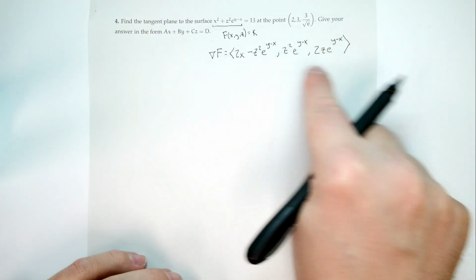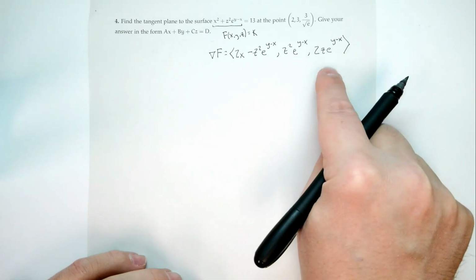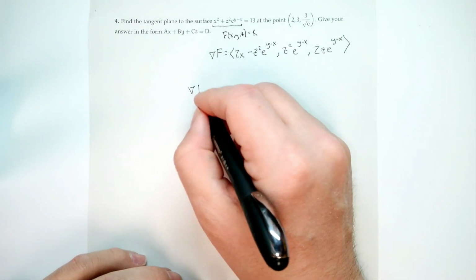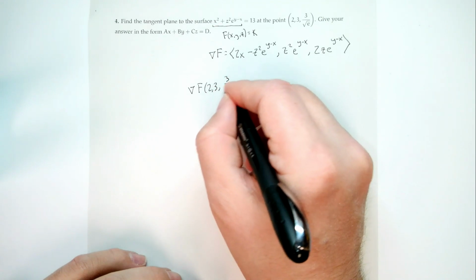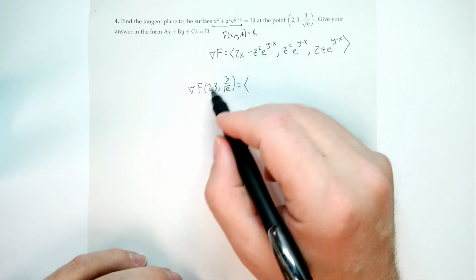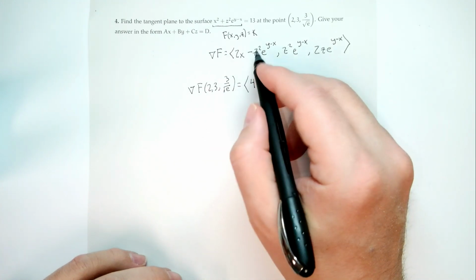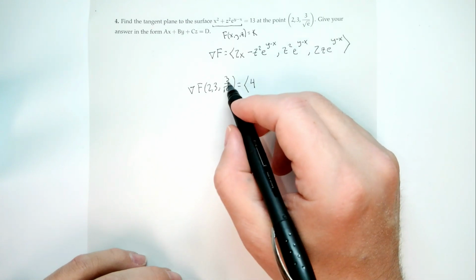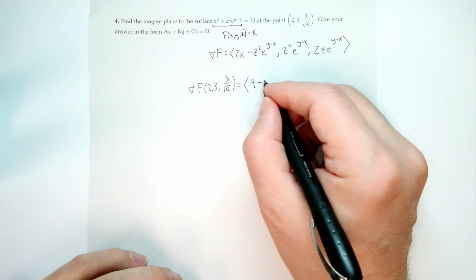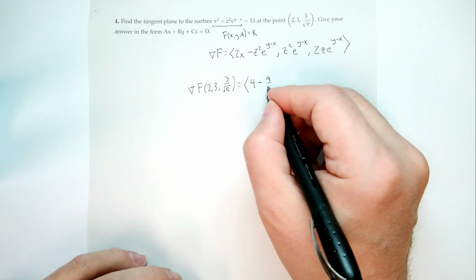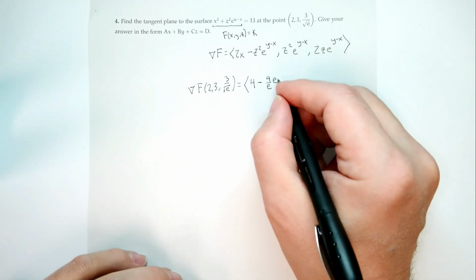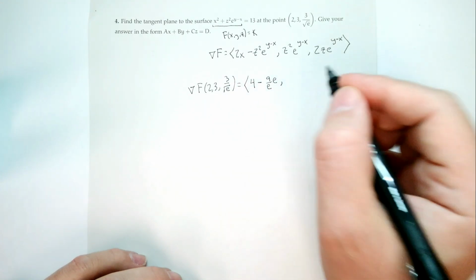Next, that's not a normal yet. That's a function. A normal should be numbers. We need to plug in our point. So, gradient of f at (2, 3 over root e). What happens? Well, 2 times x, 4. Z squared, well, that's going to be 3 over root e squared, so that's going to become minus 9 over e. And we're going to have e to the power y minus x, which is e to the 1, comma.